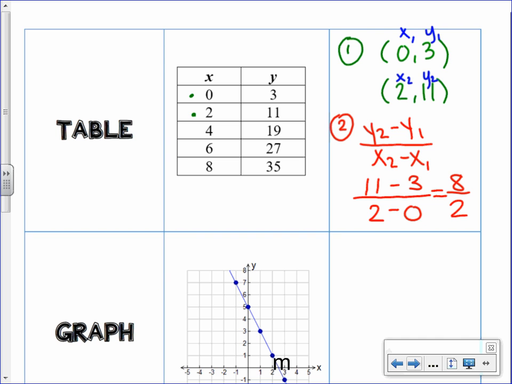Step 3 is simplify. Why did you just say 11? Because Y2 is 11. You good? Okay, so step 3 is to simplify. So my slope, or M, as we call it in math, is 4 over 1, or just 4, however you like to look at it. Both are correct.